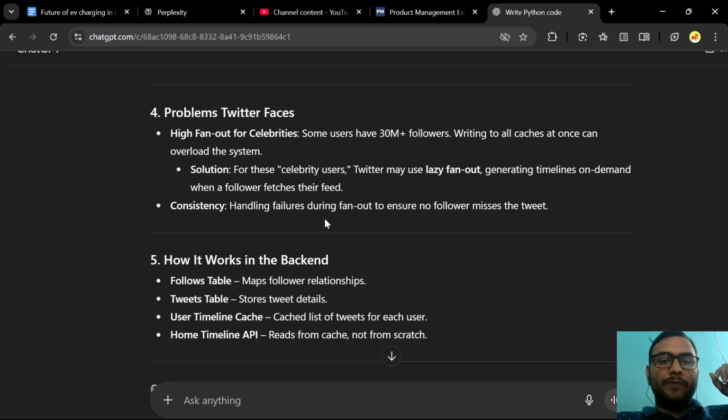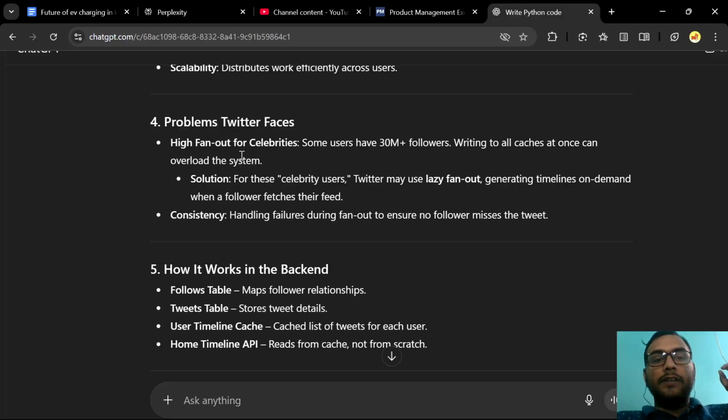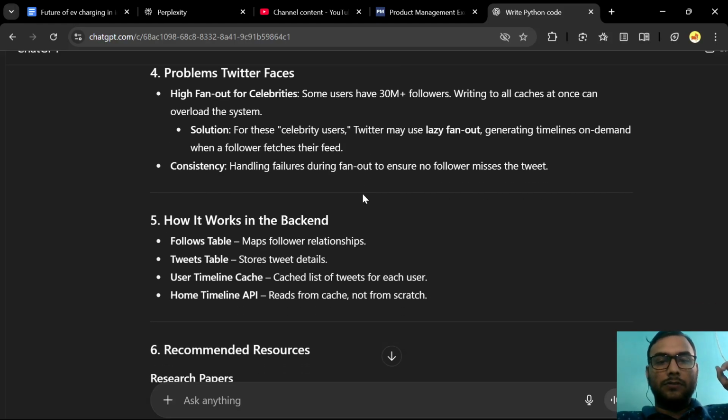So what are the problems that Twitter faces? The high fan out for celebrities. Now some users have 30 million plus followers, and writing to all caches at once can overload the system. So what is the solution they have used? They have used lazy fan out, generating timelines on demand when a follower fetches their feed. So whenever a follower fetches their feed, only then is their feed fetched.